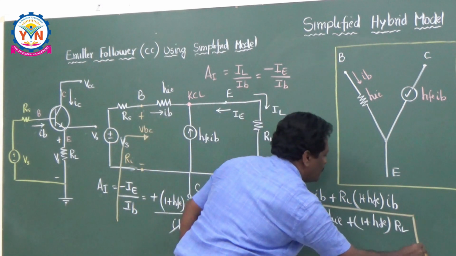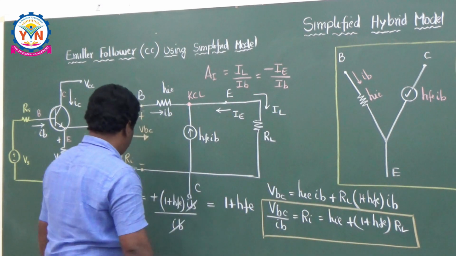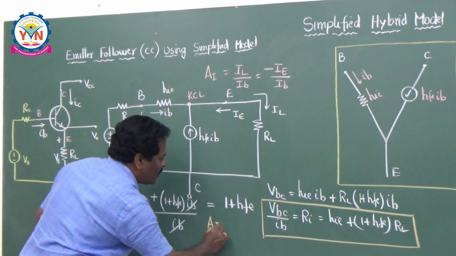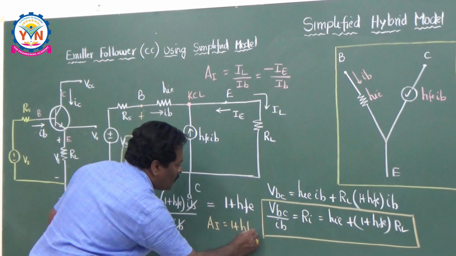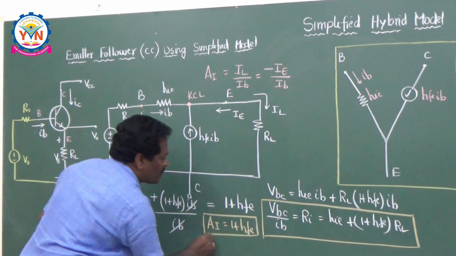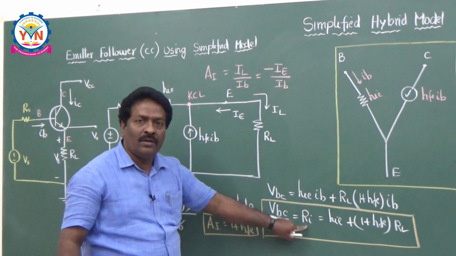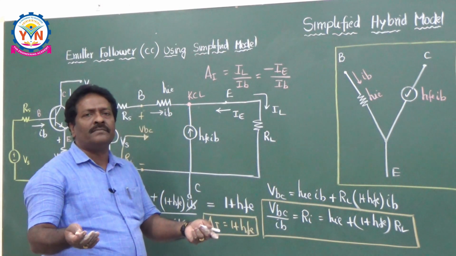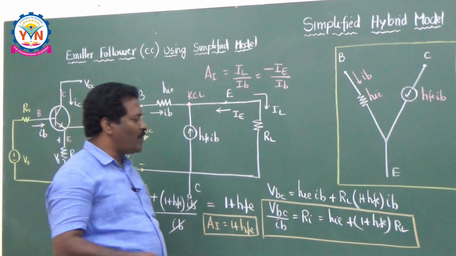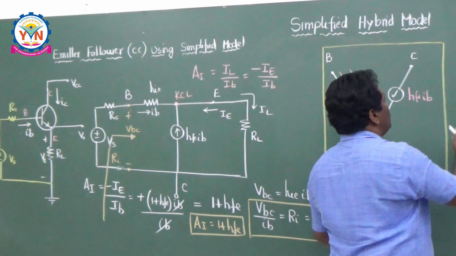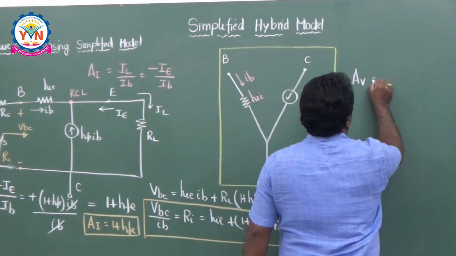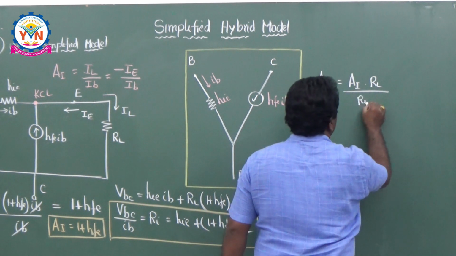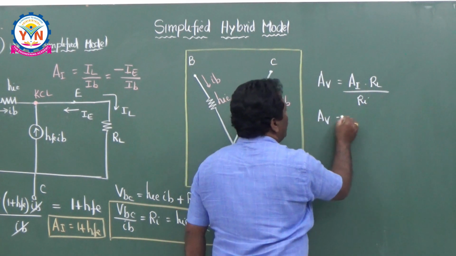So you got the current gain AI is equal to 1 plus HFE, and you got the input resistance also. Once you get the current gain and input resistance, it is very easy to calculate your voltage gain. What is the voltage gain formula? Voltage gain AV is equal to AI into RL divided by RI.